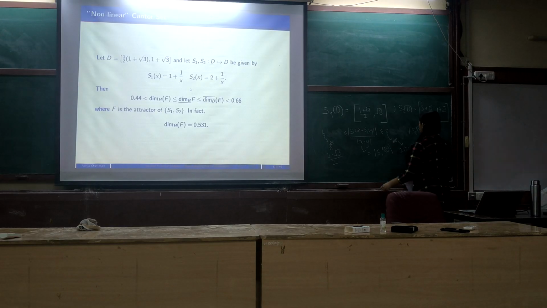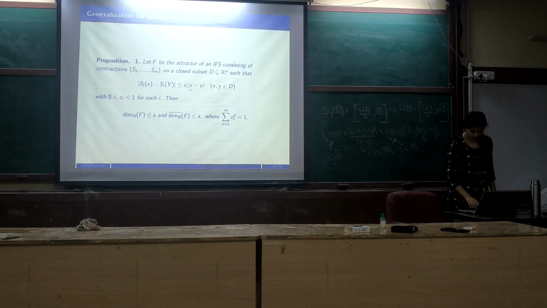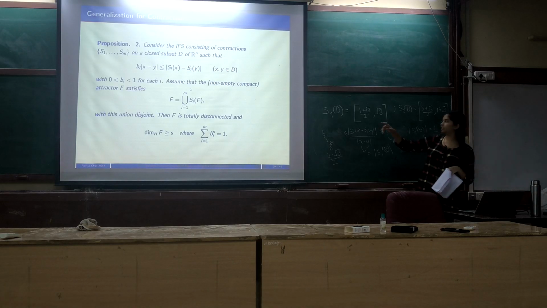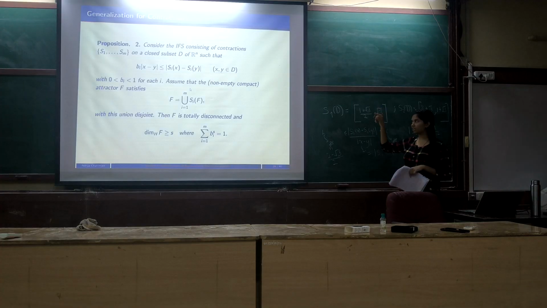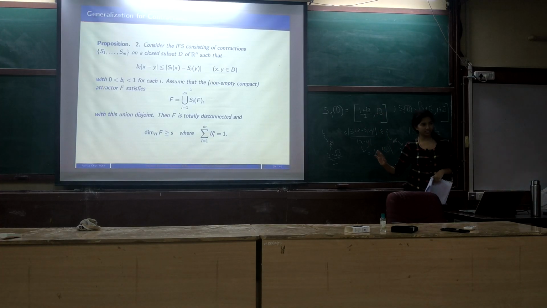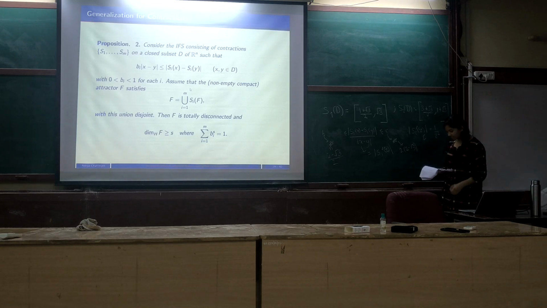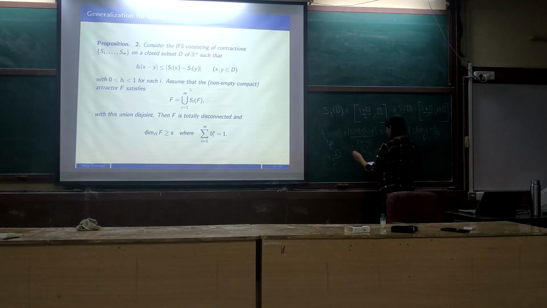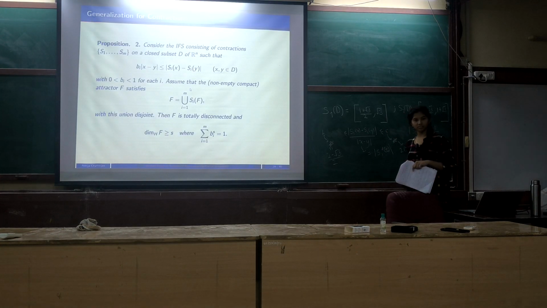Okay, so now applying this theorem, we know that it will be bounded by the solution to summation bi power s equal to 1 and summation ci power s equal to 1. So here this is your b and this is your c, and this will give us our first bounds, which is basically from here you will get that the dimension of this set is bounded by 0.34 and 1.11.